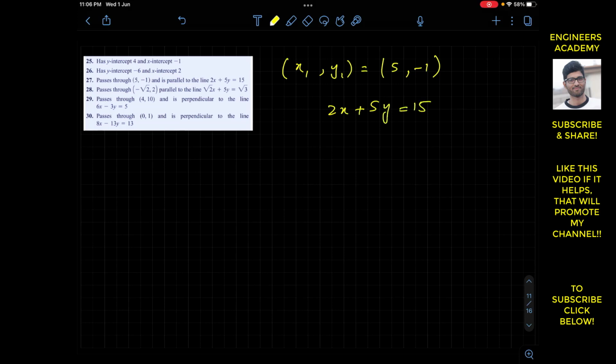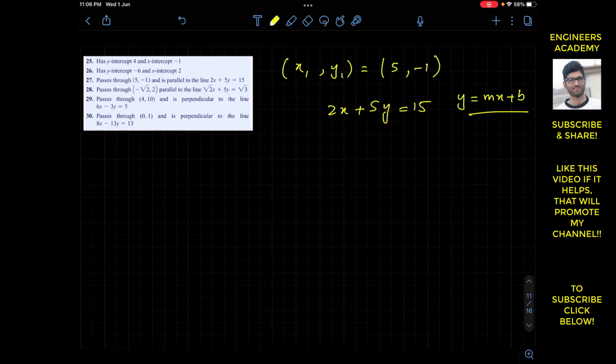If our desired line is parallel to this particular line, the slope of this line and the desired line's slope will be equal. So we have to find the slope of this line, and that will be the slope of the actual line that we want to find. For this we need to convert this equation into slope intercept form, which is y = mx + b.